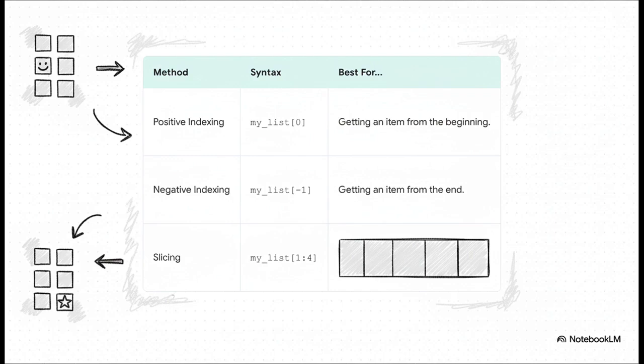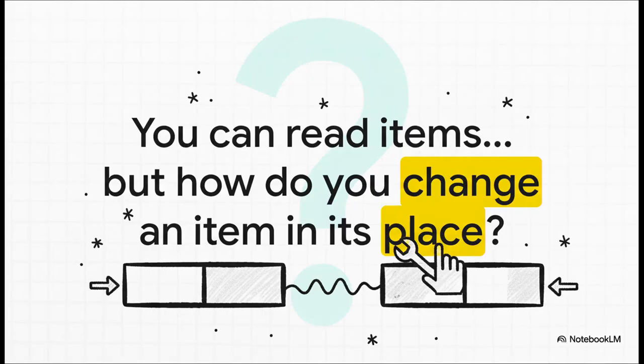So you are now a master at pulling data out of a list. You can pinpoint items from the front, snag them from the back, or grab entire sections. But that brings us to the next big question, doesn't it? We said lists were changeable. So, how would you use these exact same techniques to not just read an item, but to actually reach in and change it? Something to think about for next time.